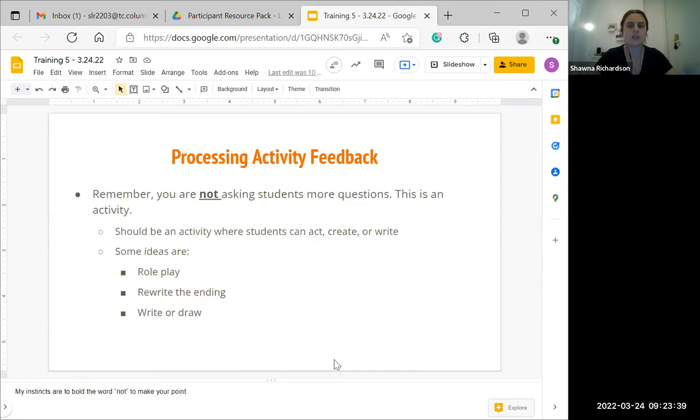So for this one, for the big feedback is just remember that we're not asking students more questions at this point. So we've already asked many questions while we were reading the story, and we've done the wondering questions. And this last activity is supposed to be just something fun to have students continue thinking about the story in a new way. So the activity should have students act, create, write, draw.